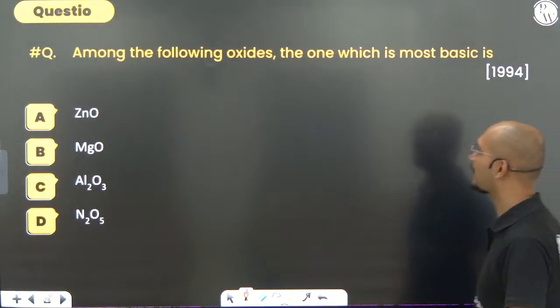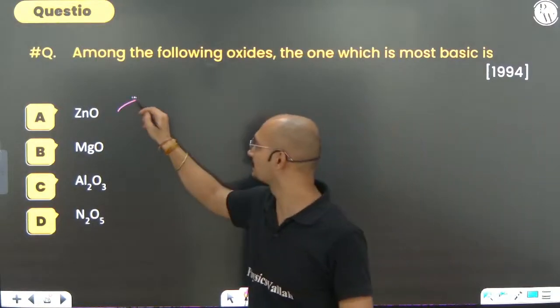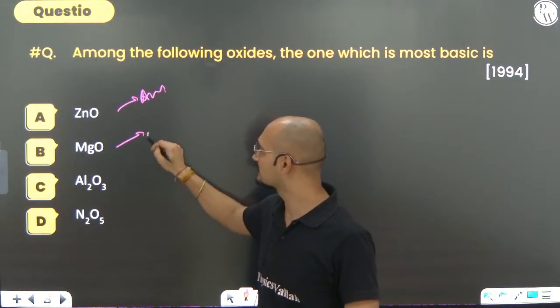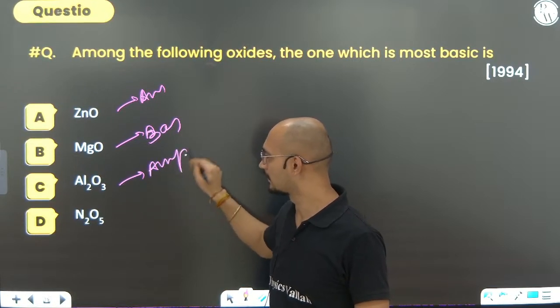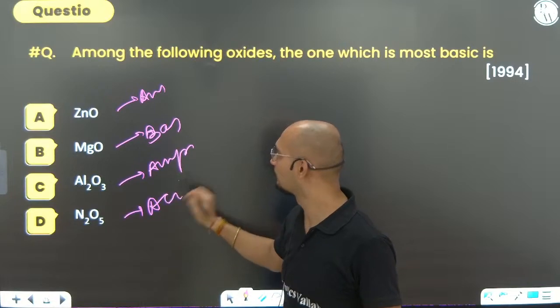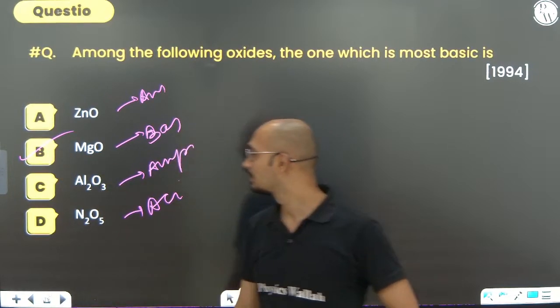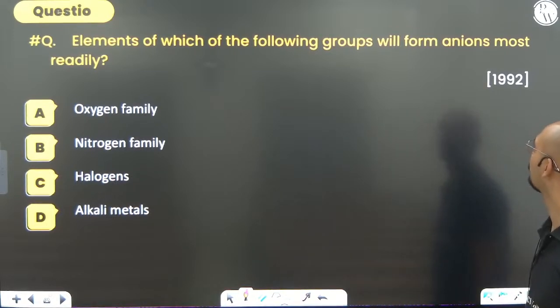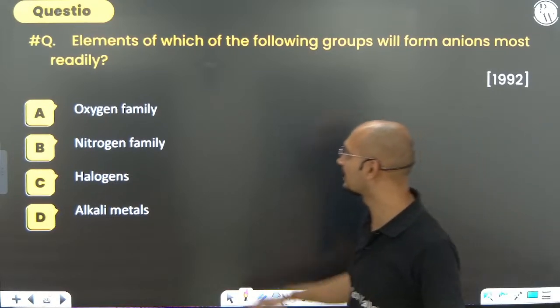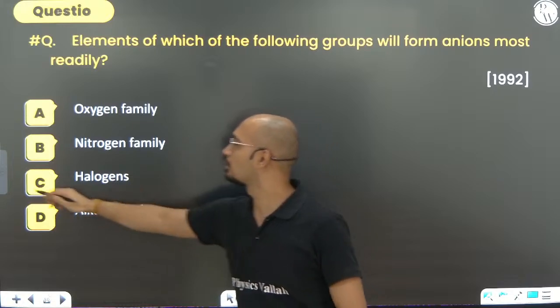Among the following oxides, which one has the maximum basic character? Zinc oxide is amphoteric, some are acidic, so the most basic is magnesium oxide. Next one: elements of which of the following groups will form anions most readily? I think we all know it is the halogens.